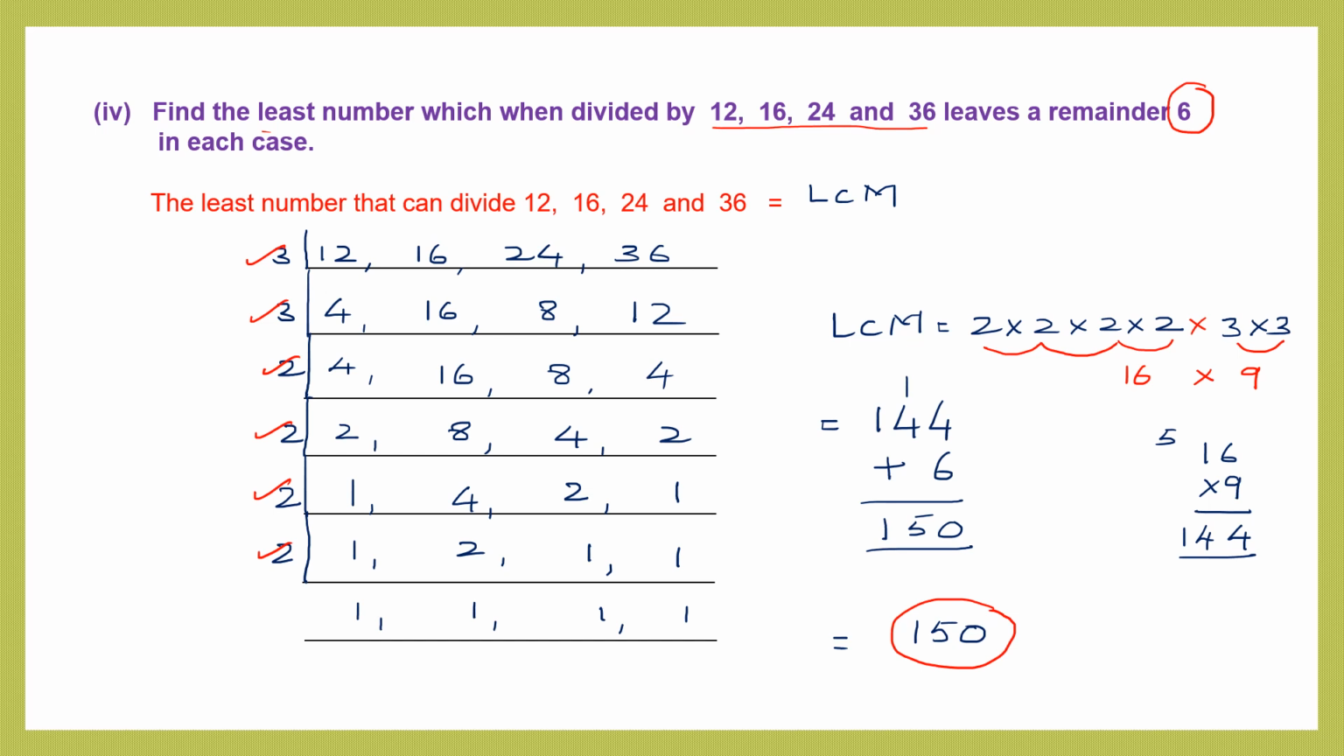Now you can check it. You can take 150 and divide it by 12. You will get a remainder 6. If you divide it by 16, you will get a remainder 6. If you divide it by 24 and by 36, you will get a remainder 6. You can check your answer that way. Okay, so our final answer. LCM is not a final answer. LCM plus 6, 150 is our final answer.